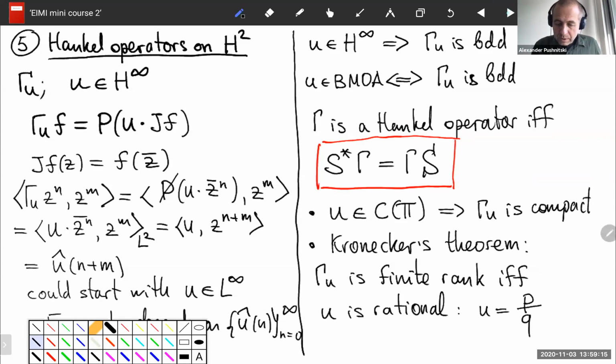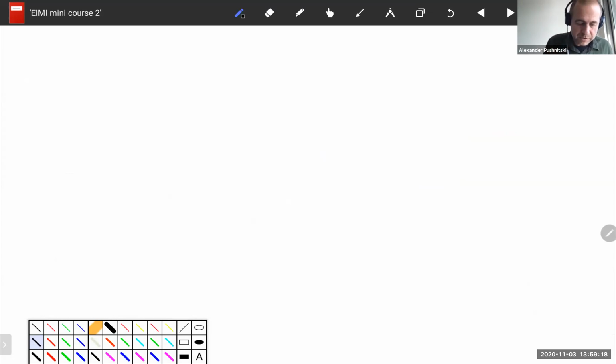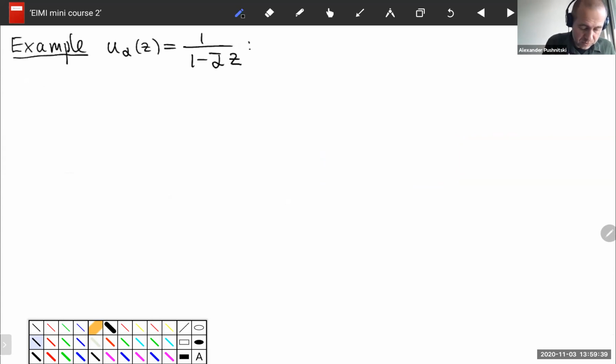I will take a break in a minute, but let me just give a simple example that is an illustration of Kronecker's theorem. If we take the reproducing kernel, then it's easy to check that the corresponding Hankel operator is actually rank 1. Let me give it as an easy exercise, maybe for the break. And now let's take a break and continue in half an hour.